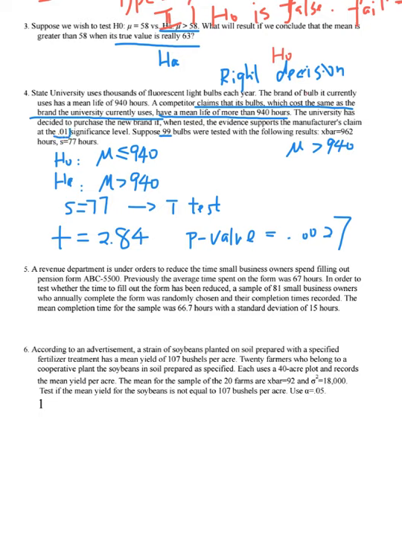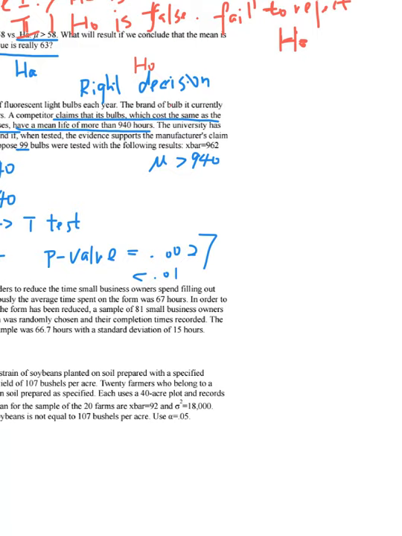This is our significance level, right? This p-value is less than 0.01. It's less than the significance level, so our conclusion will be we should reject H sub 0.